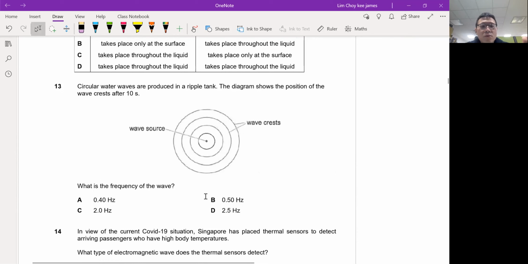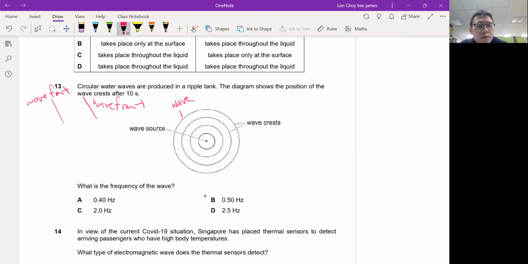Now, question 13, just take note, is when we talk about ripples, when we talk about waves, this particular setting is called a wavefront. Between each wavefront is actually a cycle. The wavefront is actually the crest of the ripples. So if you look at the top view, you see this, the view from the top.